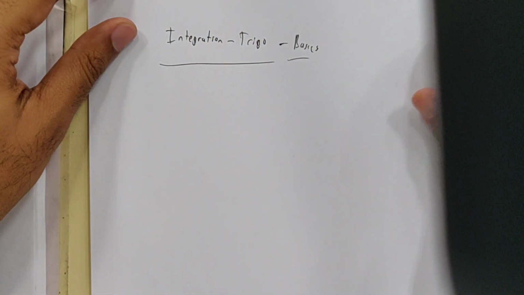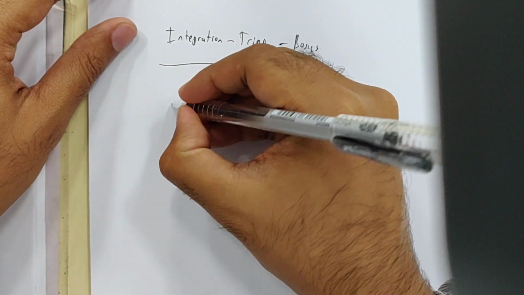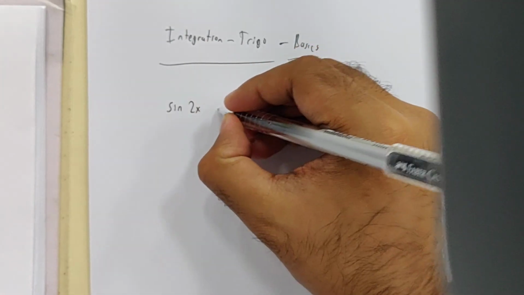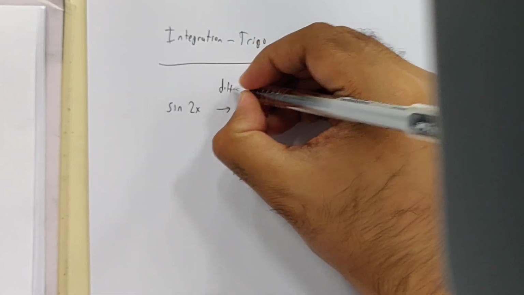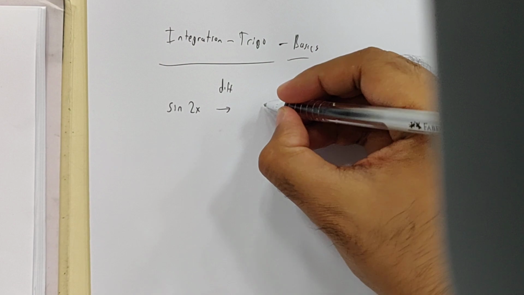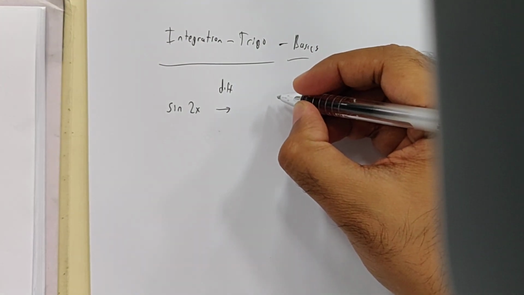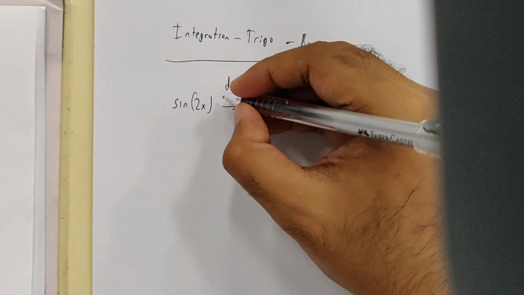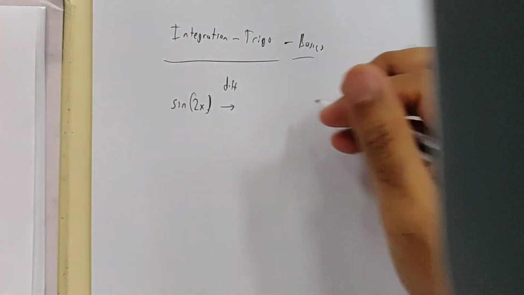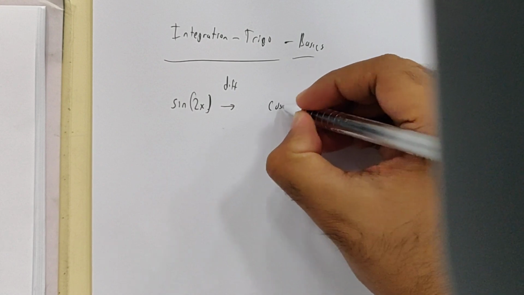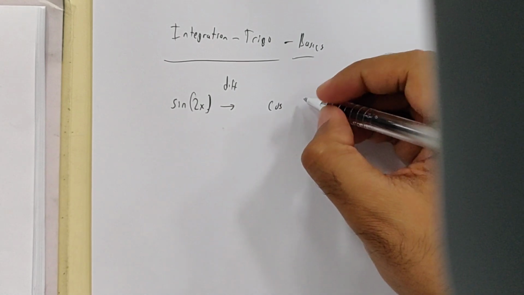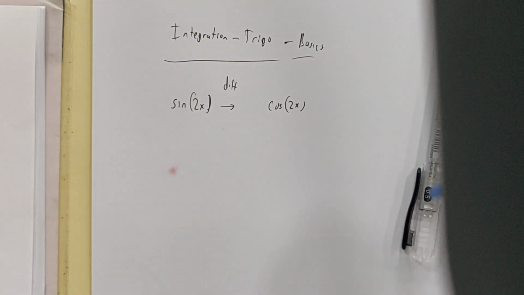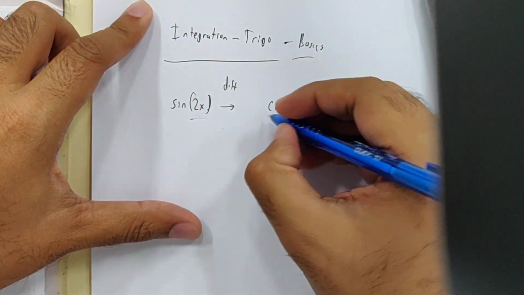Do you still remember, if I differentiate sin 2x, what will I get? How do we do it? Firstly, differentiate the sine, what do we get? Cos. Do we get cos 2x? Cos 2x. Remember this, the bracket will be the same.